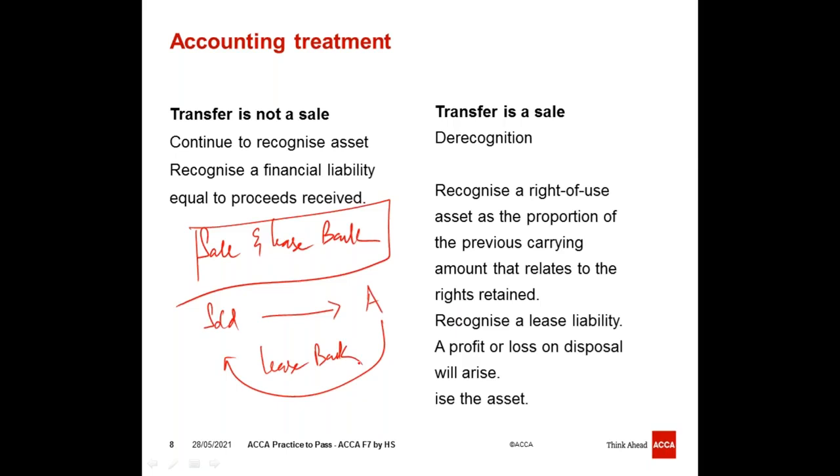In this arrangement, first you need to identify whether the transfer is a sale or the transfer is not a sale. So I'm giving you an example. Suppose the useful life of the asset is 10 years, but we have taken this asset on lease terms for a period of 2 years. So if the useful life is 10 years and the lease period is 2 years, what do you think? Whether this transfer is a sale or this transfer is not a sale?